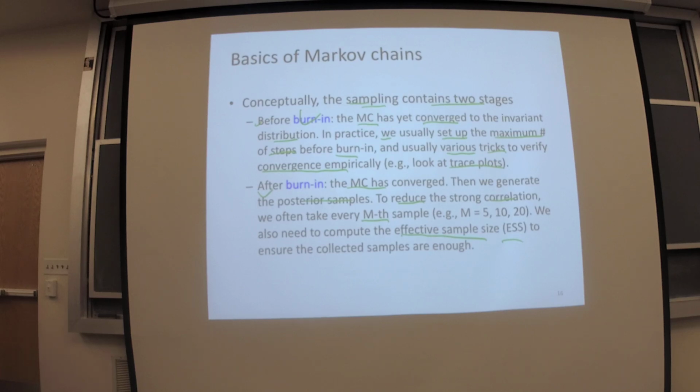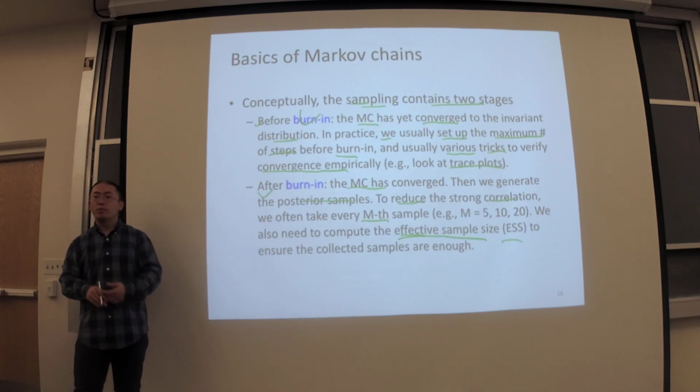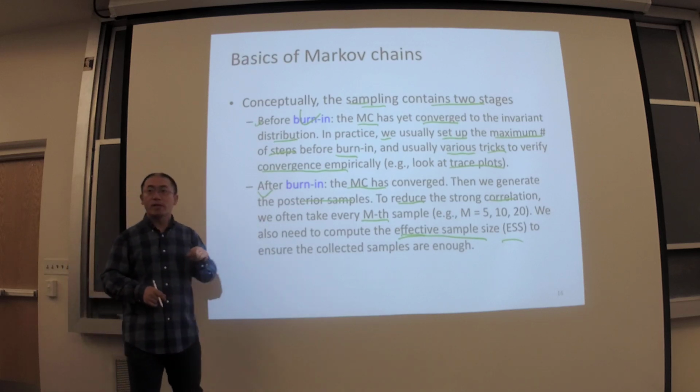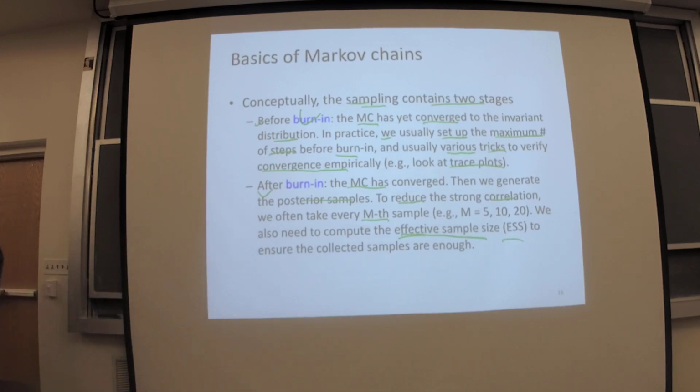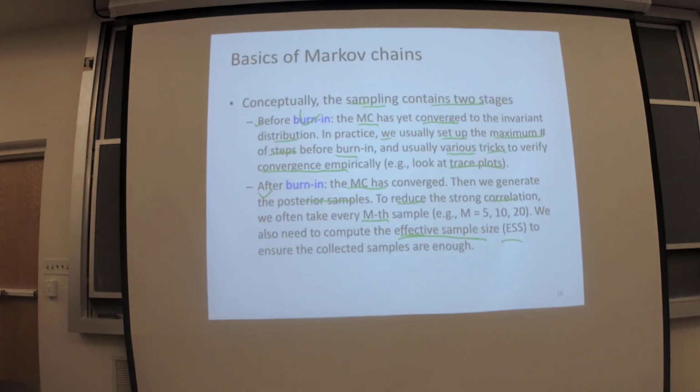And again, effective sample size has a rigorous formula, but it's not feasible to compute. So people usually use some approximation or estimation to calculate effective sample size. These are all about the physics of Markov chain Monte Carlo sampling and Markov chains. Any questions so far?